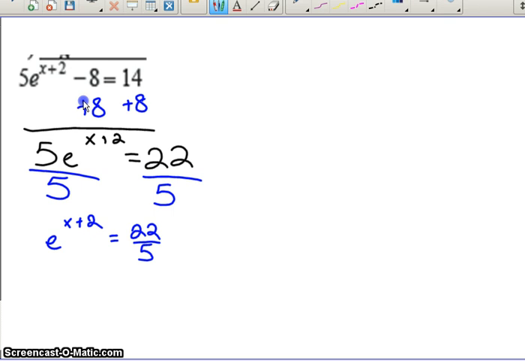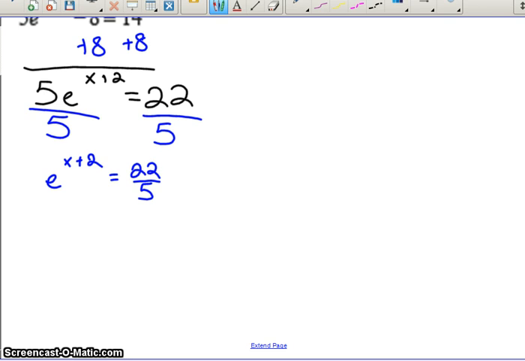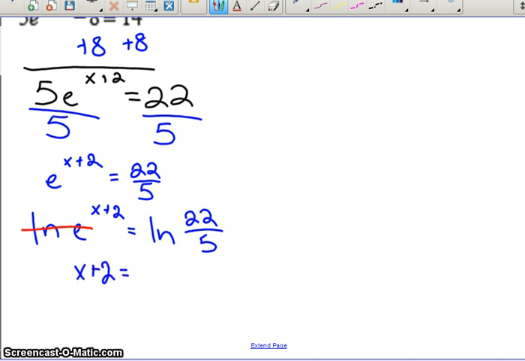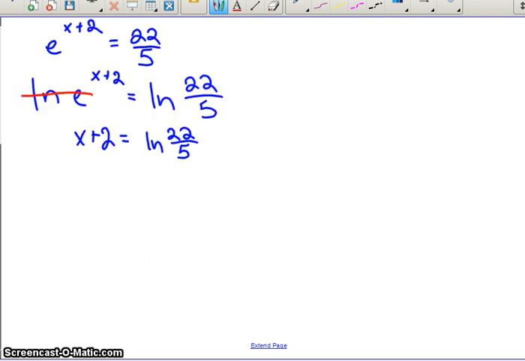And now the exponential is by itself. So now we can take the natural log of both sides. ln of e to the x plus 2 equals ln of 22 over 5. So now the ln and the e are gone. We have x plus 2 equals ln 22 over 5. x is almost by itself. We just need to subtract 2 on both sides, and x equals ln of 22 over 5 minus 2. Okay? So again, pretty simple.